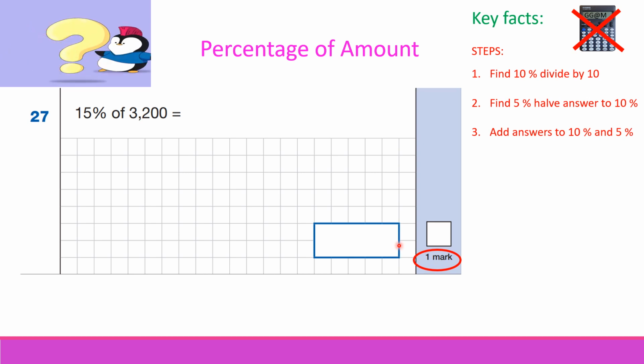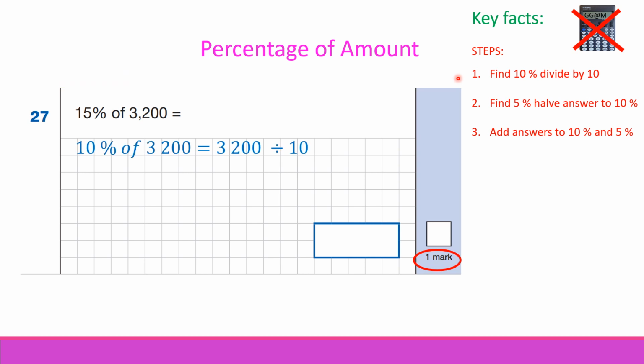Well done guys, hopefully you've managed to work out how to do 15% of 3,200. So our first step up here was to divide by 10. So we're going to do 15% of 3,200, first of all by finding 10%, which is dividing 3,200 by 10.